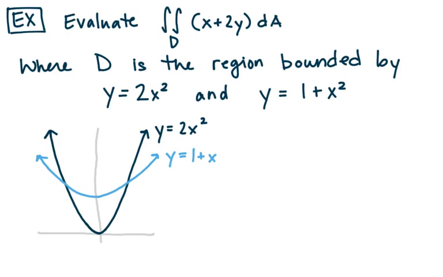Now, what we want to notice is we know these two points where they're intersecting. We can calculate those two points, and that's going to be at -1 and +1. So my region is the area between these two curves. I have constants on my x-axis, and on my y-axis, I'm bounded by curves. So I have an upper bound, and a lower bound is going to be 2x squared.